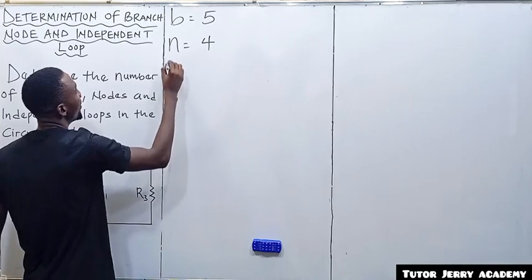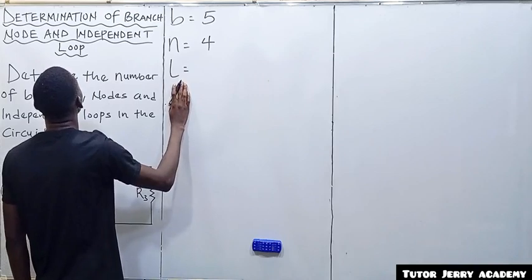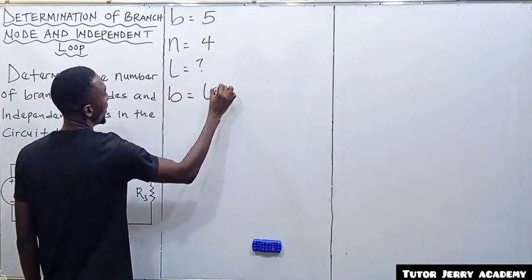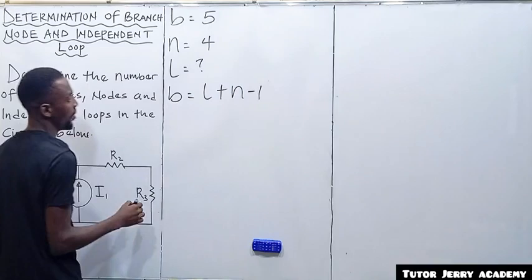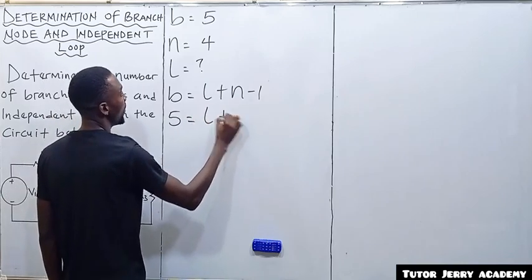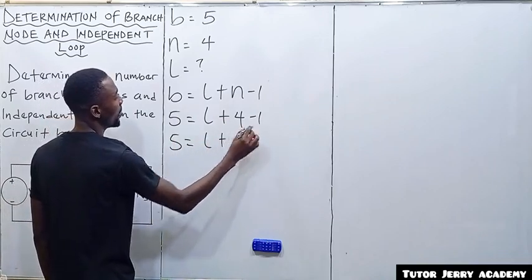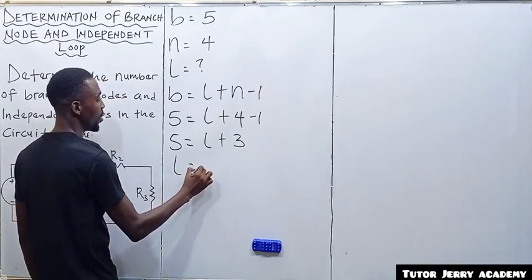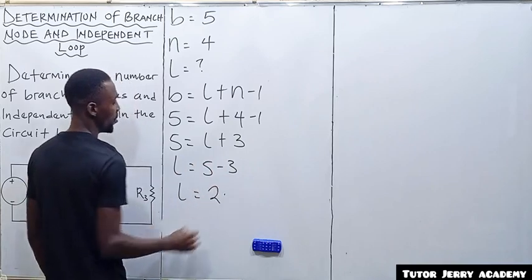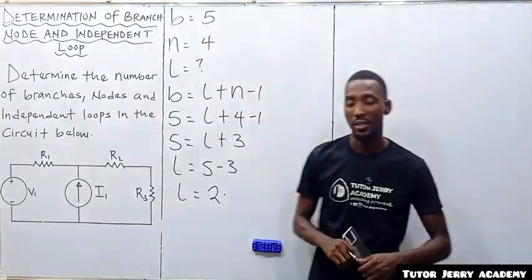All right, so if you want to determine the number of independent loops, we are going to be using the formula B equals L plus N minus 1. So if we substitute, we are going to have 5 equals L plus 4 minus 1. So 5 will be equal to L plus 3. Make L the subject. It's going to be 5 minus 3. So L will be equal to 2. So it shows that the number of independent loops is 2. I hope you understand this.